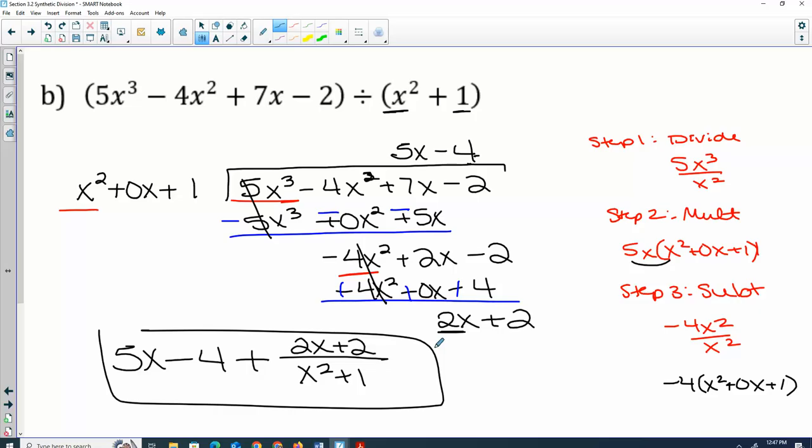Better? Okay. One more together. Do you guys all see how we write the final answer?